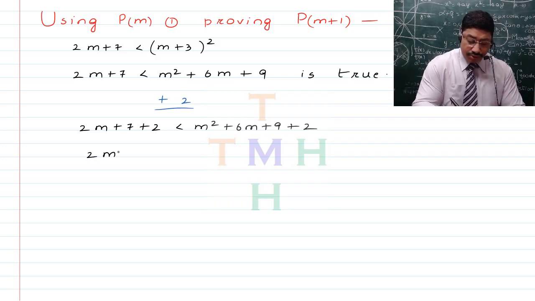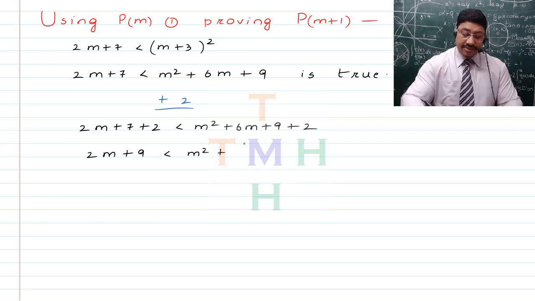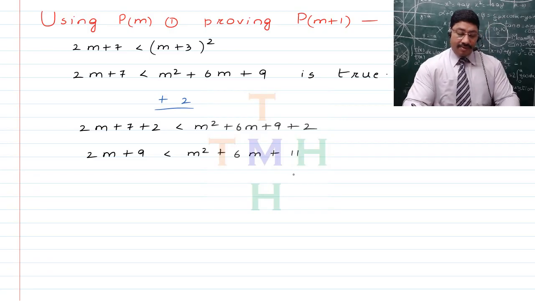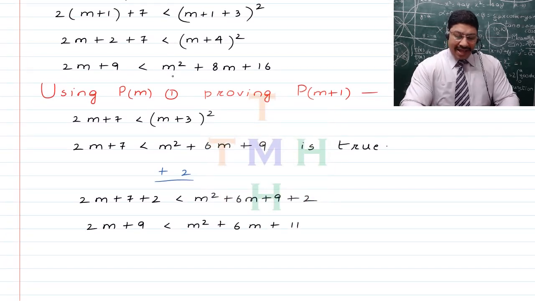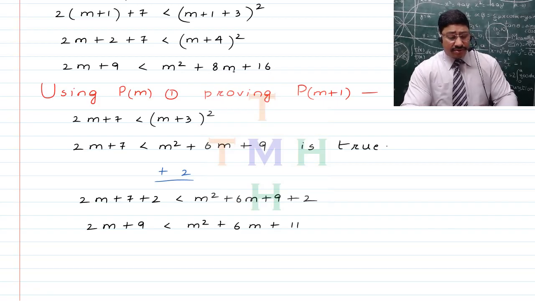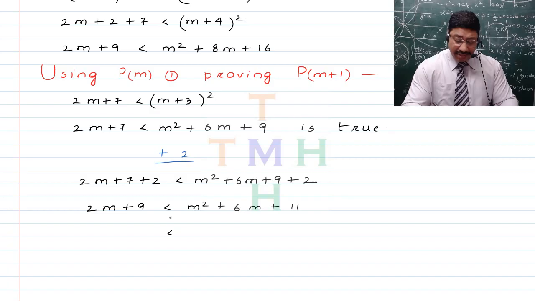So this becomes equal to 2m plus 9, and on the right hand side this becomes equal to 2m square plus we have 6m and plus 11, right? Now if we talk about what we already had, so we had m square plus 8m plus 16, which has to be shown to be greater than 2m plus 9. So as we have this to be m square plus 6m plus 11, right?